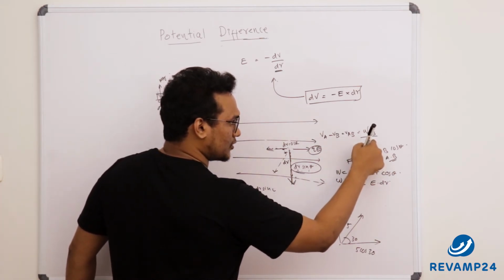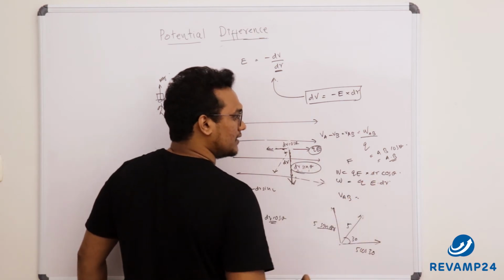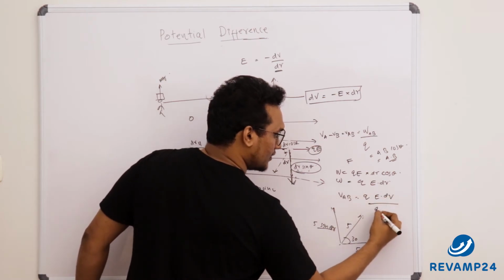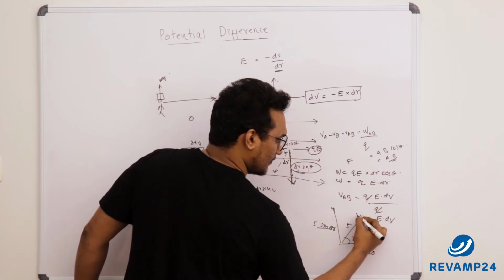Now substituting this equation, what is potential difference? VAB is nothing but work done by charge. So Q into E dot dr divided by Q. So Q will cancel and this will become E dot dr, that is VAB.